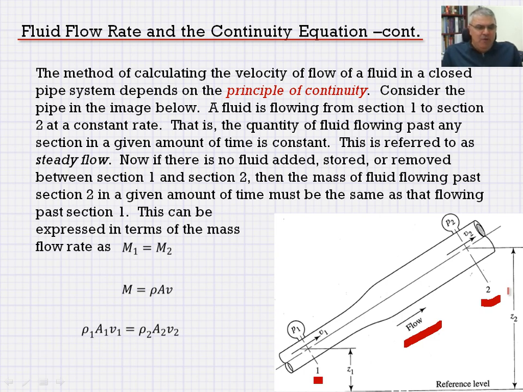So, of course, we need to realize that from section 1 to 2, we're not going to add any fluid. We're not going to remove any fluid between these two sections. And there is no reservoir in between where we can store the fluid. So these are preliminary assumptions. Otherwise, the principle of continuity doesn't apply. So if these conditions are met, then the mass of fluid flowing past section 2 in a given amount of time must be the same as that flowing past section 1.